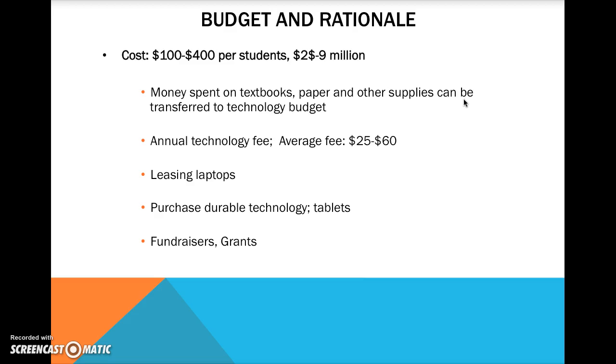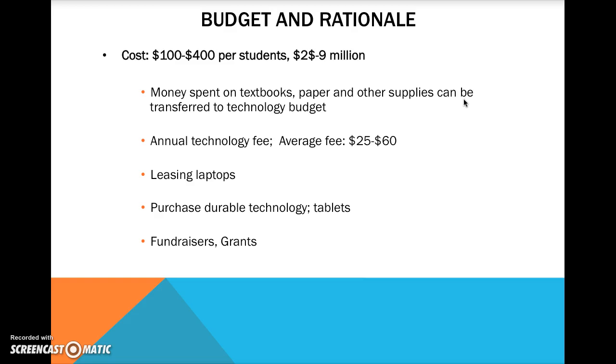Other schools also implement an annual technology fee for the families of students that are receiving the one-to-one program. The average fee ranges from $25 to $60, depending on how much each school needs. It's a really minor fee, and most of the time, parents don't mind paying it because they know what great benefits their students are getting from that fee. And also, of course, for families who can't afford it, the fee could be waived.